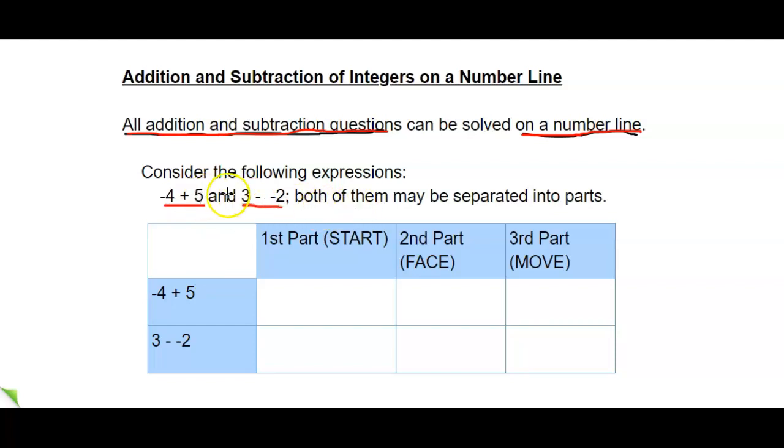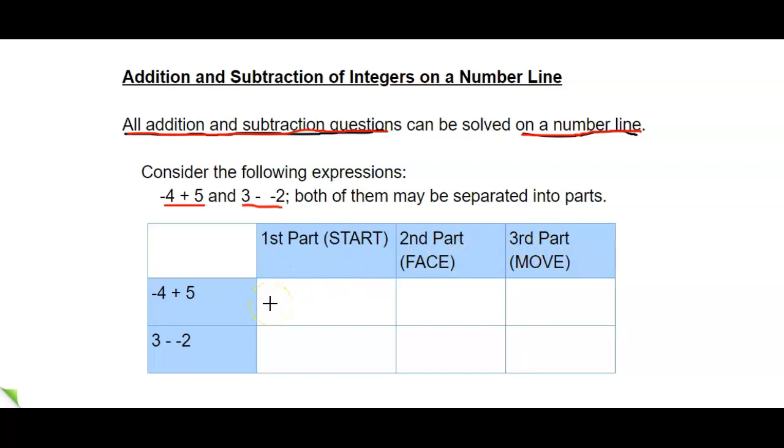Both of those expressions may be separated into 3 parts. The first part will tell us where to start our movement from. The second part will tell us in what direction we are moving. And the third part of the expression will tell us how many places in that direction we are moving.